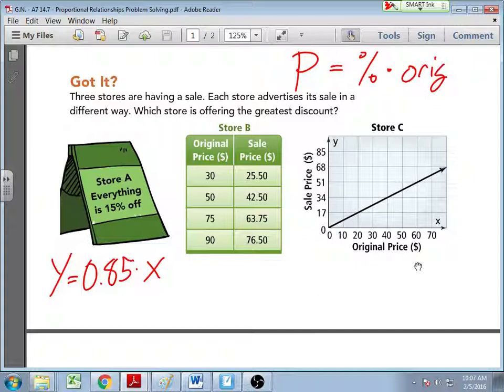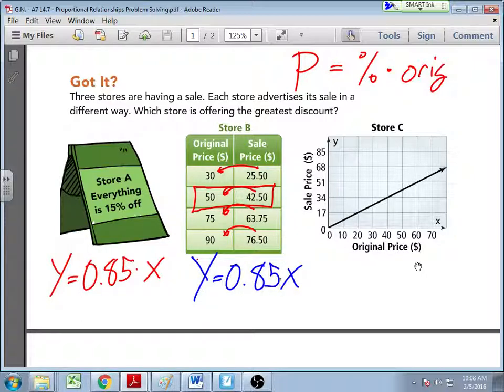Now here we look at what we are paying compared to the original. I like this point. Why? Baylor? I can double it to look at the original price as $100, which really I can think of as 100%. And then I can just take whatever I paid, that's the percent that I paid. So what's double of 42.50? 85. So here we pay 85% of the original. So they are both actually running the same sale.